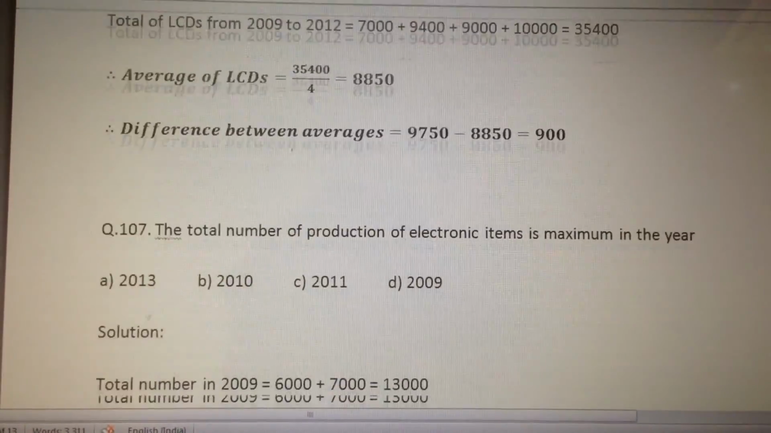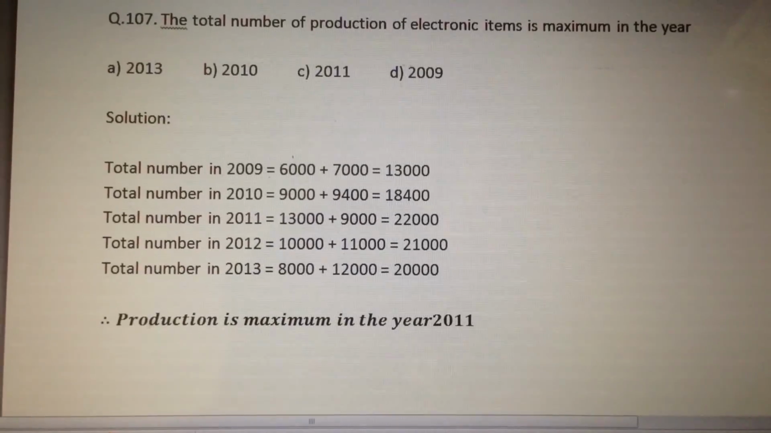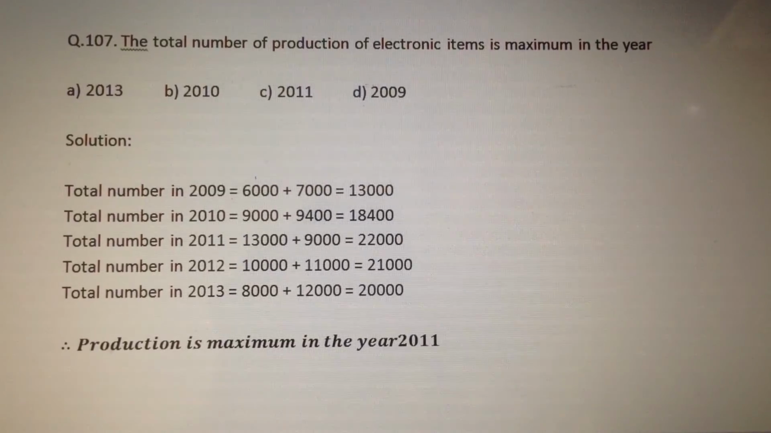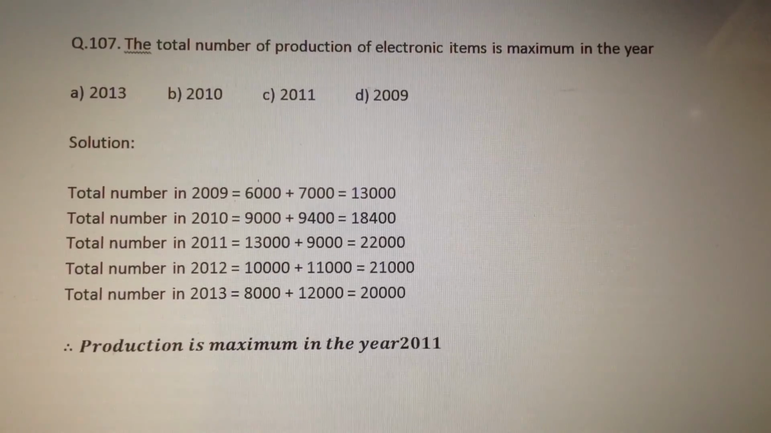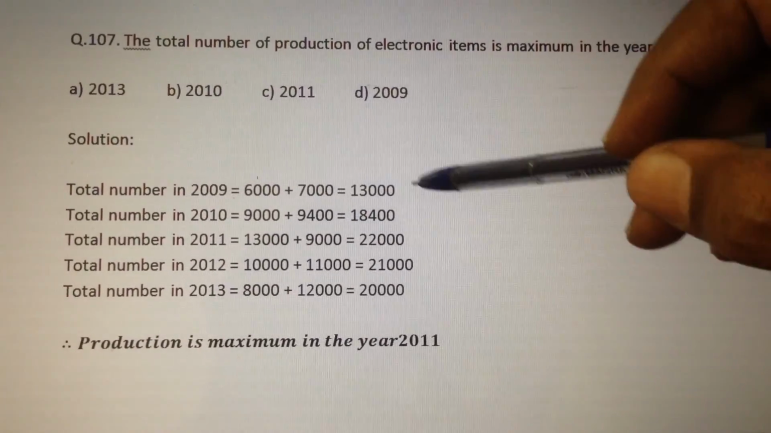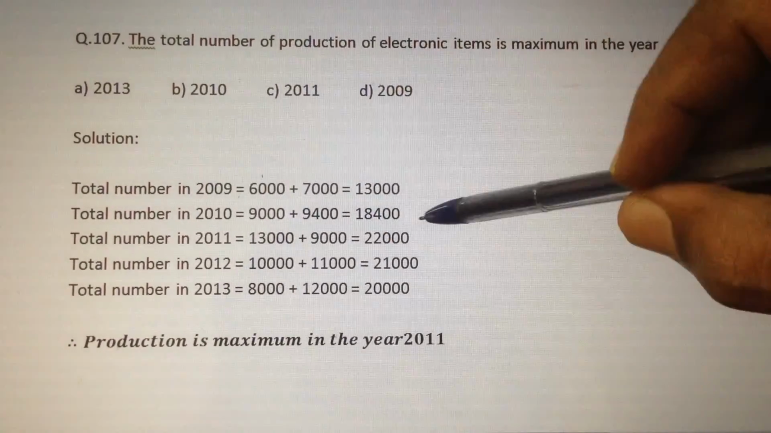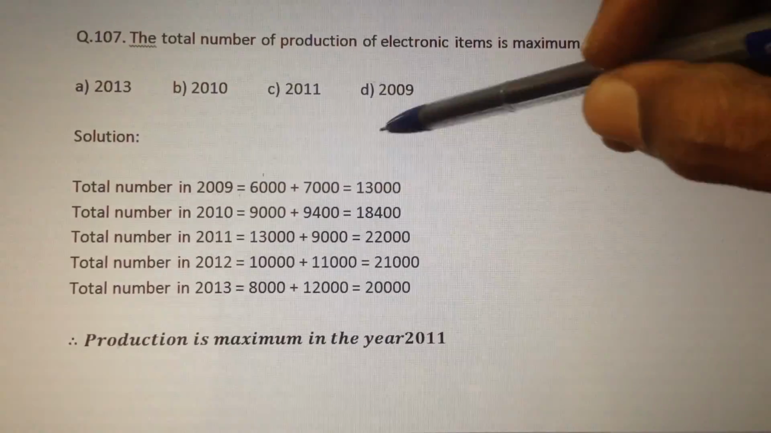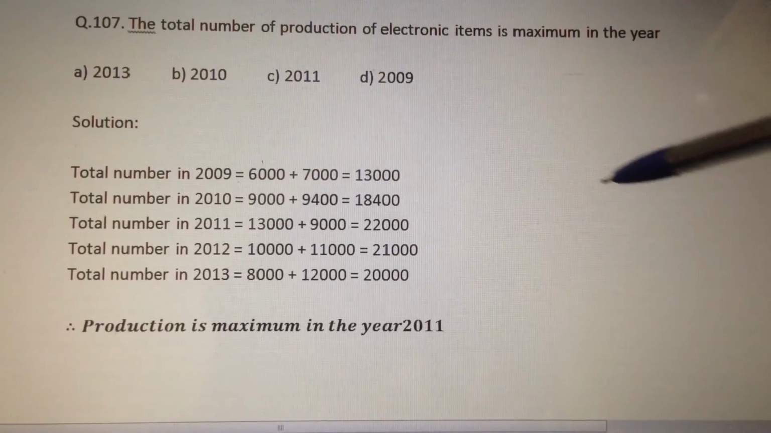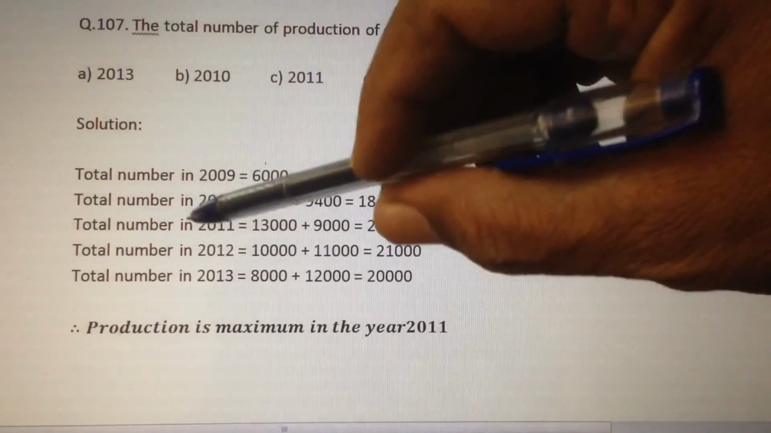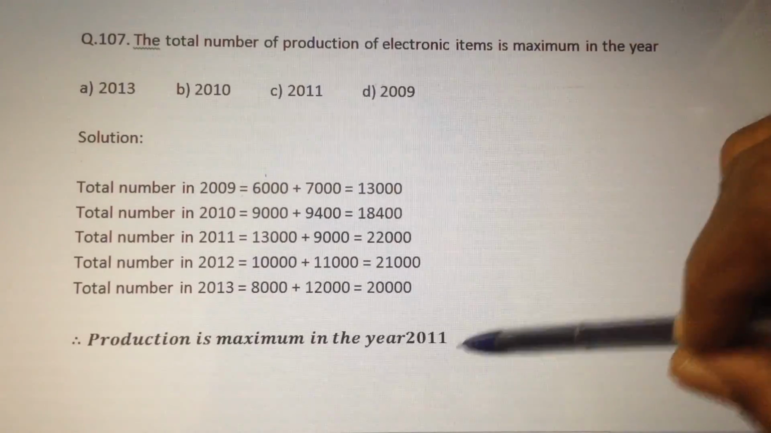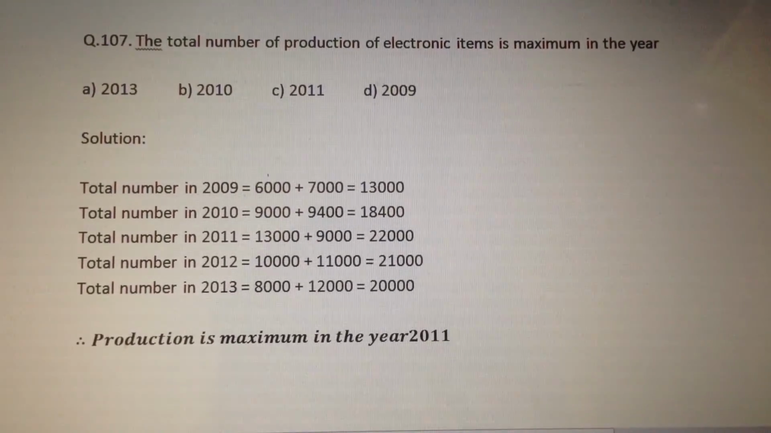Okay, now let us see the next question, 107. The total number of production of electronic items is maximum in which year? If you see the total of all the years, the total number in 2009 is 13,000, and the total number in 2010 is 18,400. Similarly for all these years. If you see this data, you can straight away tell that the total number is maximum in the year 2011. So our answer is 2011.